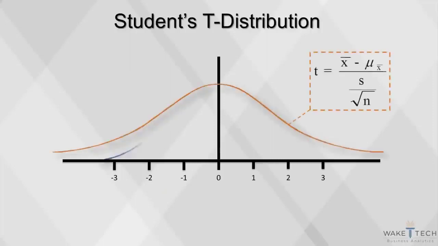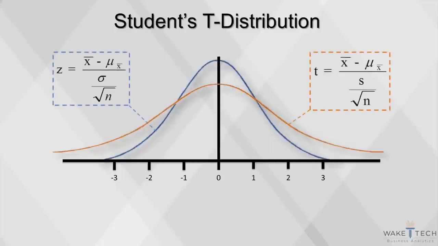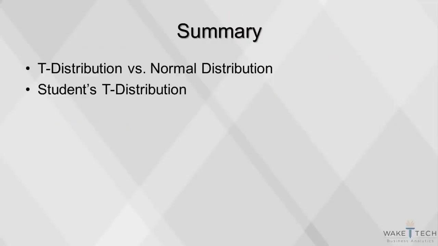In this figure, both distributions have zero means, but the variances are a bit different. The t-distribution has a lower peak and fatter tails. This concludes our video on t-distributions. Today we covered the t-distribution and showed how it is very similar to the normal distribution. We also briefly showed the student's t-distribution.